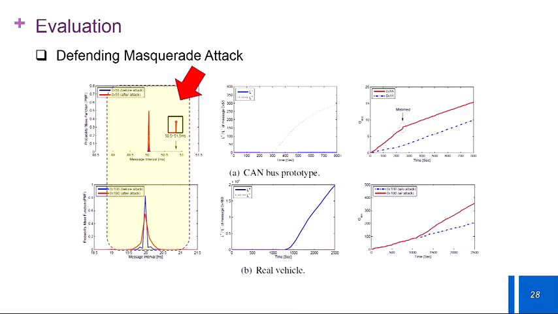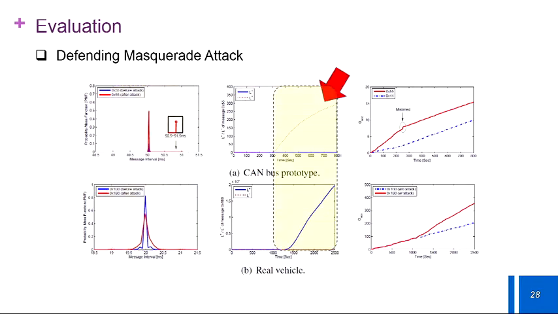So as you can see on the left-hand side, the distributions before and after the attack were pretty much the same. However, our system was looking at attacks from a different angle. We were also looking at whether the clock skew value was changing or whether the correlation was changing. So here you can see that there's a sudden jump in the errors that we were detecting. So our system was alerting that there was a masquerade attack mounted on the bus.